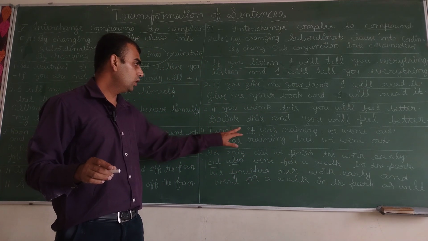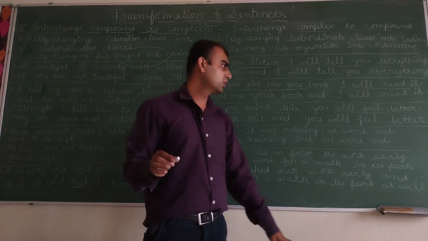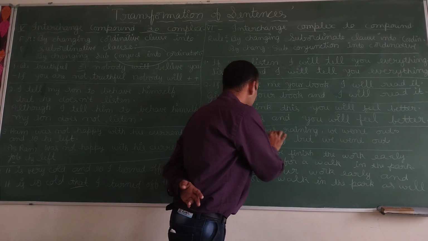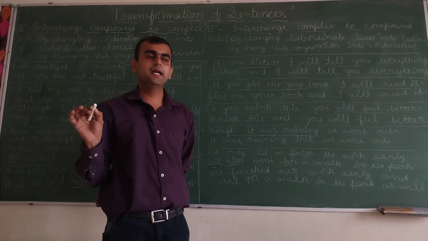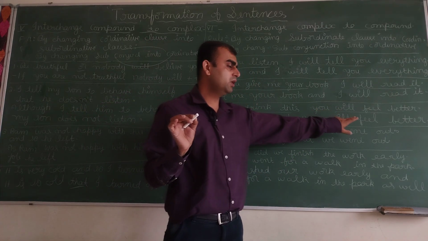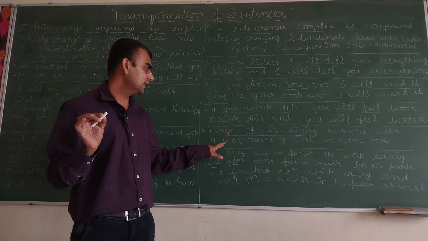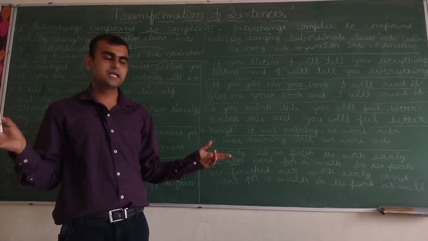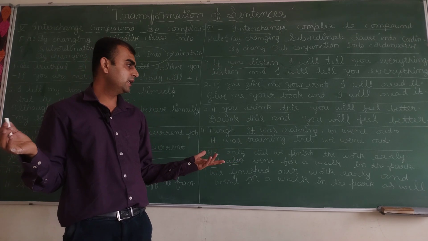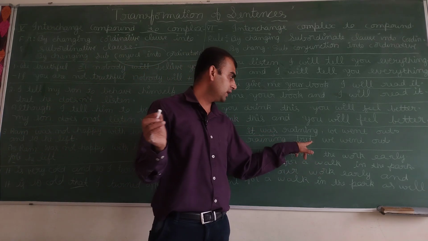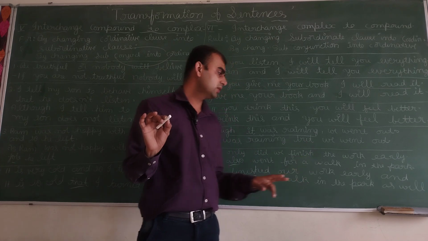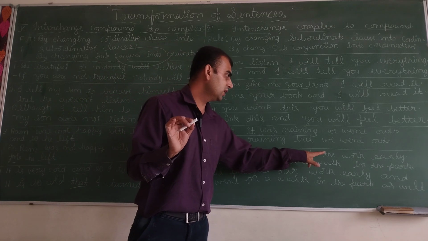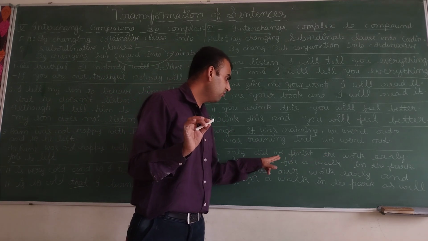Next one: Though it was raining, we went out. "Though it was raining" is a dependent clause that depends on the other clause. How to interchange this sentence into a compound sentence? "It was raining, but we went out." "It was raining" is a complete independent clause. "We went out" is a complete independent clause. "But" is a coordinative conjunction.